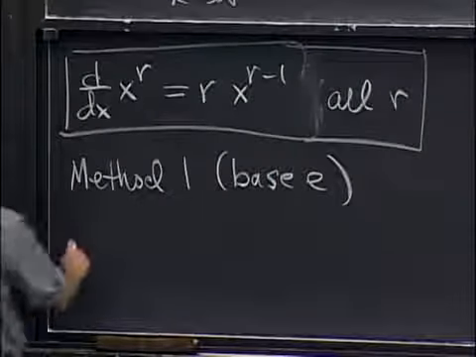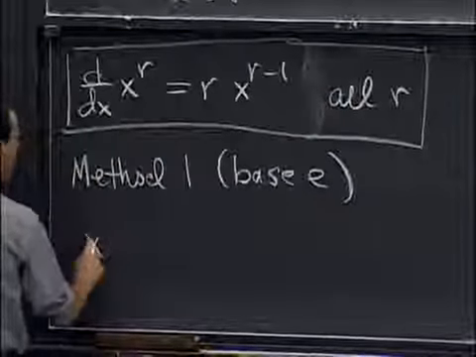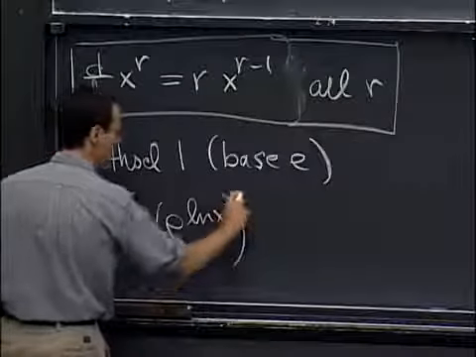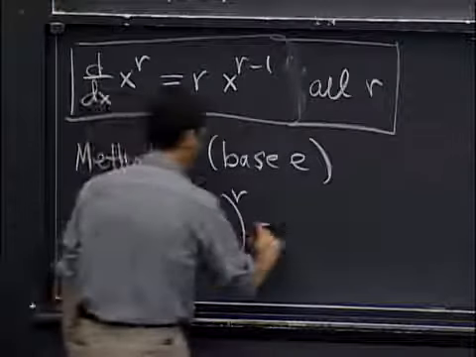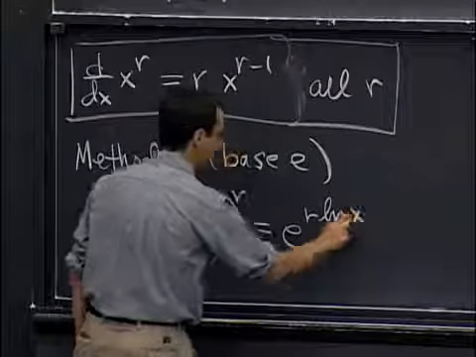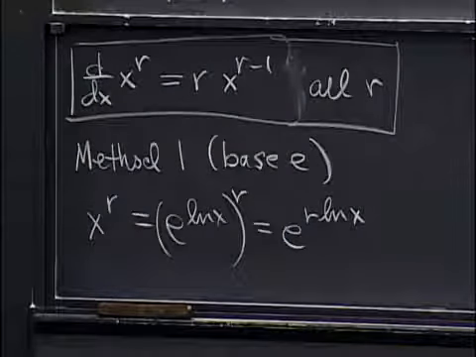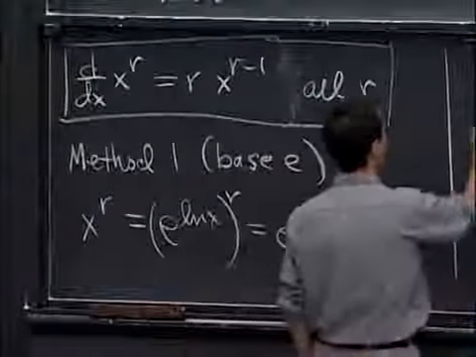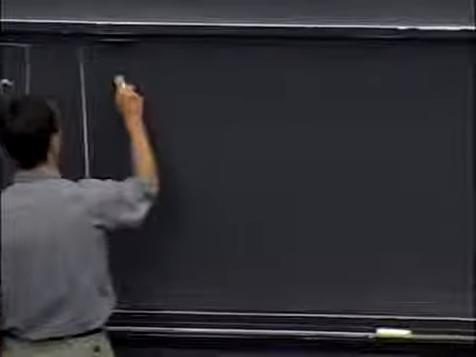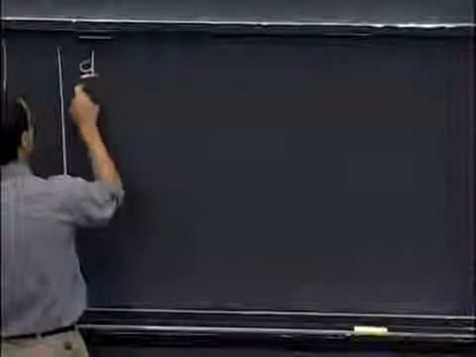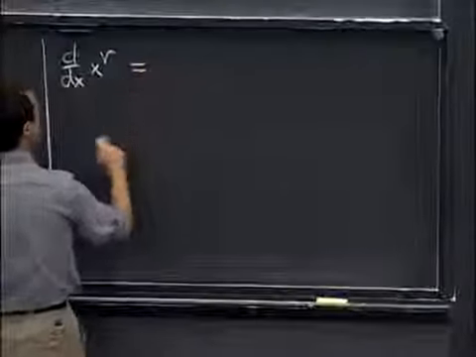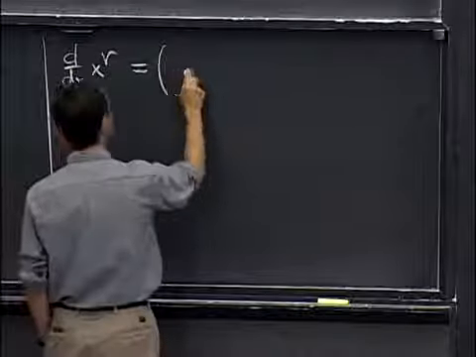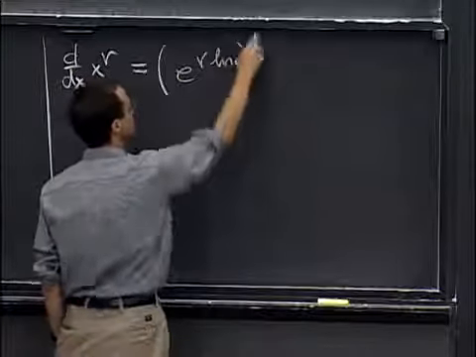So if I just rewrite this base e, again, that's this formula over here. x to the r is equal to e to the log x to the power r, which is e to the r log x. OK, so now I can differentiate this. So I get that d by dx, x to the r. Now I'm going to use prime notation because I don't want to keep on writing that d by dx here. e to the r log x prime.